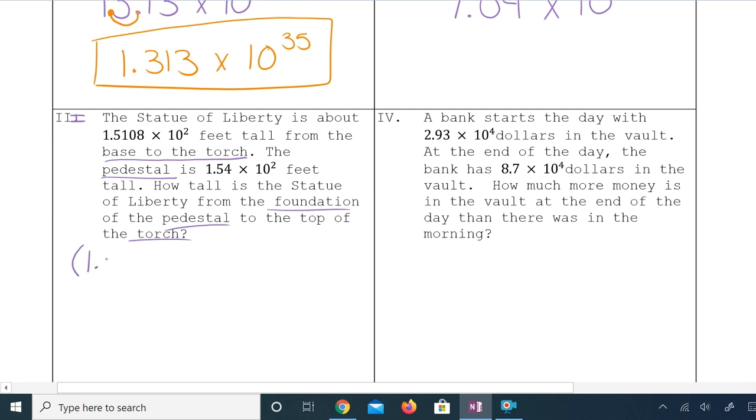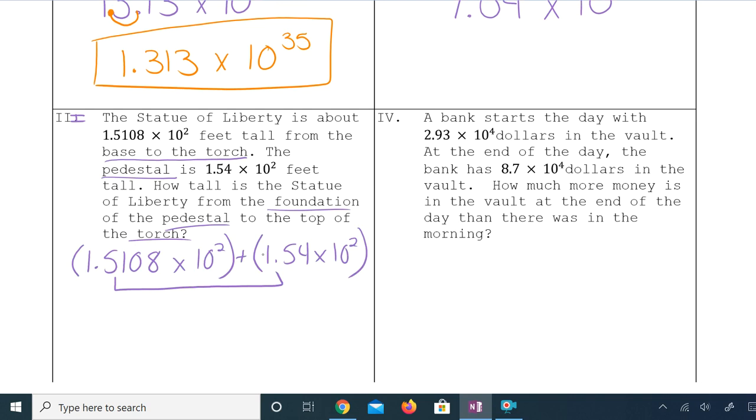So I have 1.5108 times 10 to the 2nd plus 1.54 times 10 to the 2nd. And since my magnitudes are the same, I'm going to add my significant digits, and I get 3.0508, and since my magnitudes are the same, it'll be times 10 to the 2nd power.